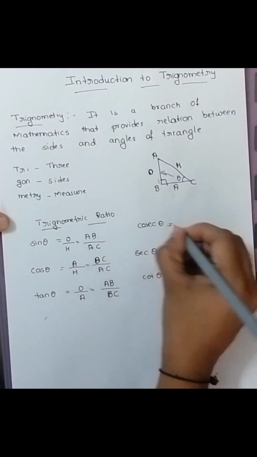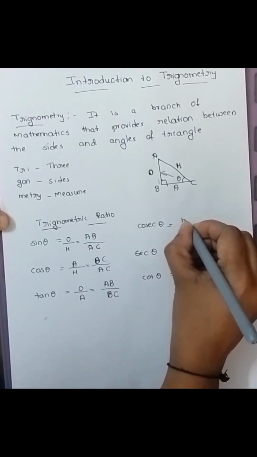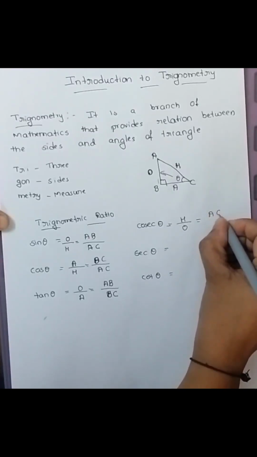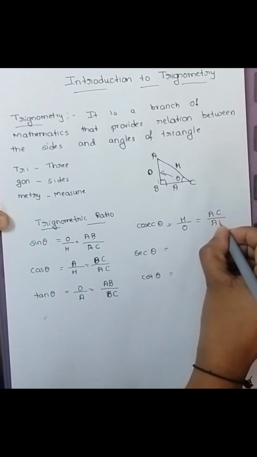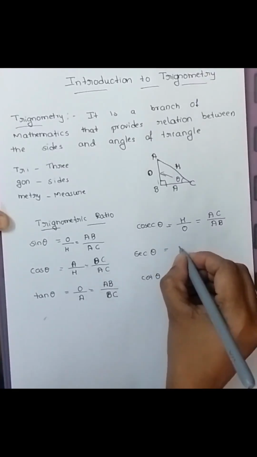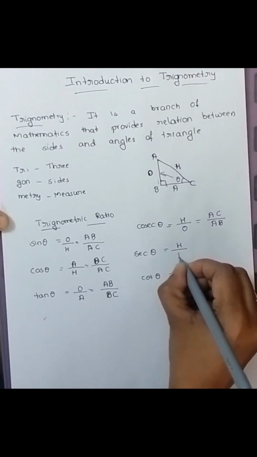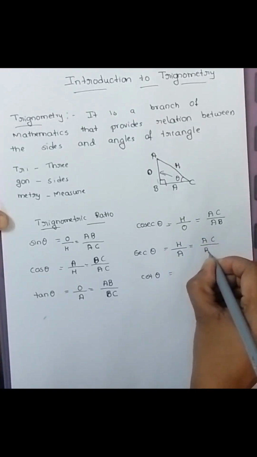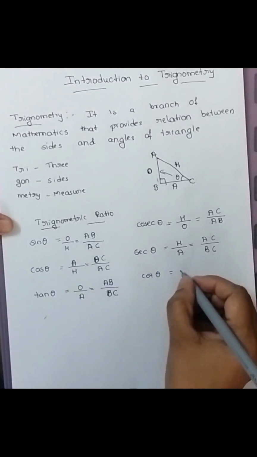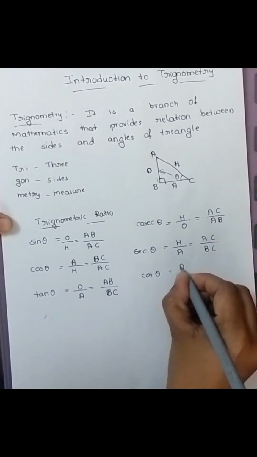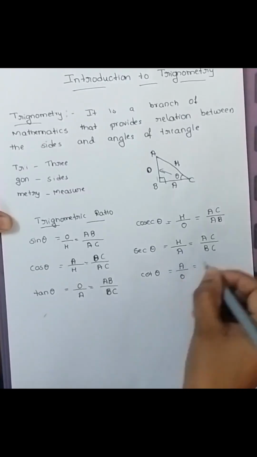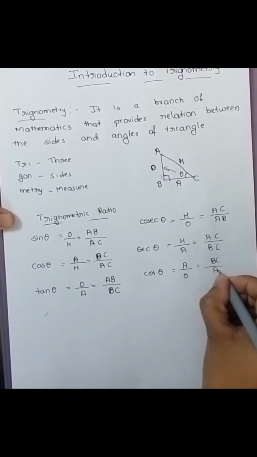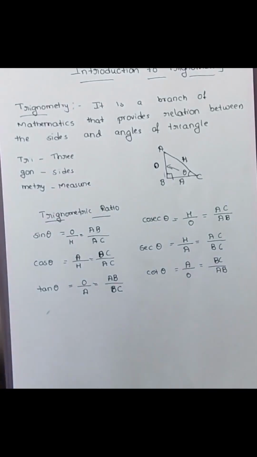BC. So cosec theta is the ratio of hypotenuse to the opposite side. So what is the hypotenuse here? It is AC, and what is the opposite? It is AB. Similarly secant theta is given by the hypotenuse divided by the adjacent side, that is AC by BC. So cot theta is the ratio of adjacent side to the opposite side, that is BC divided by AB. So these are the trigonometric ratios.